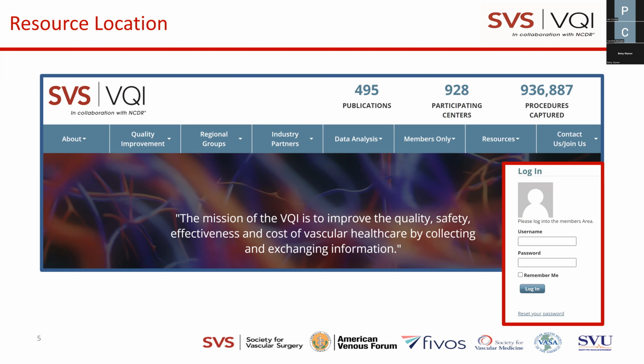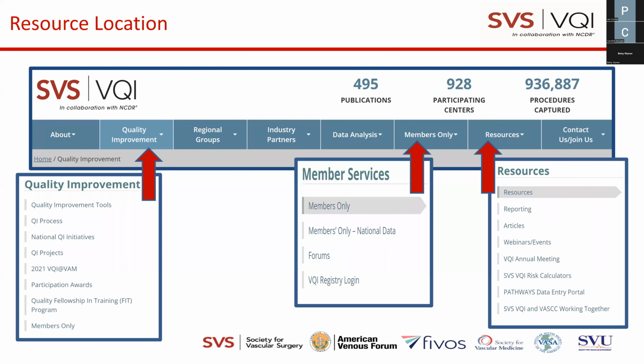So there are 8 navigation tabs currently across the top of our website, and we're going to talk about 3 of those tabs: the Quality Improvement tab, the Members Only tab, and the Resource tab. Now keep in mind, I'm only highlighting just a few of the quality resources because we won't be able to cover everything in one presentation.